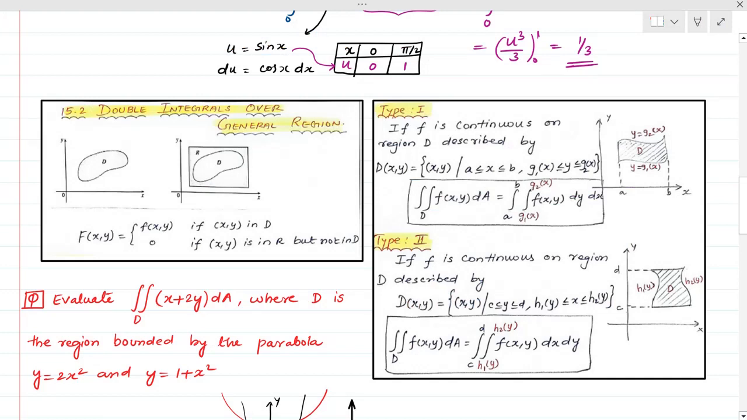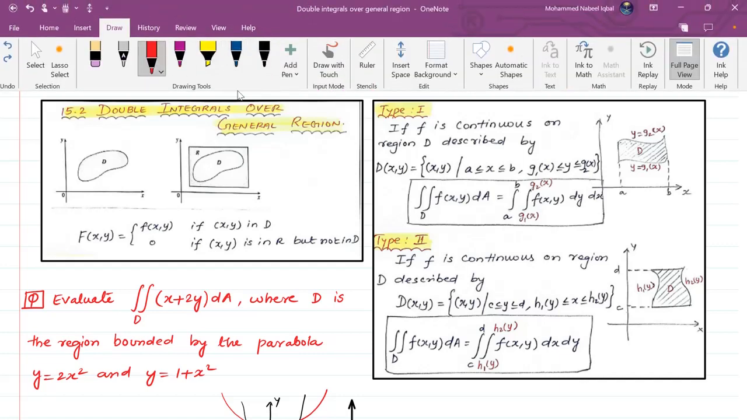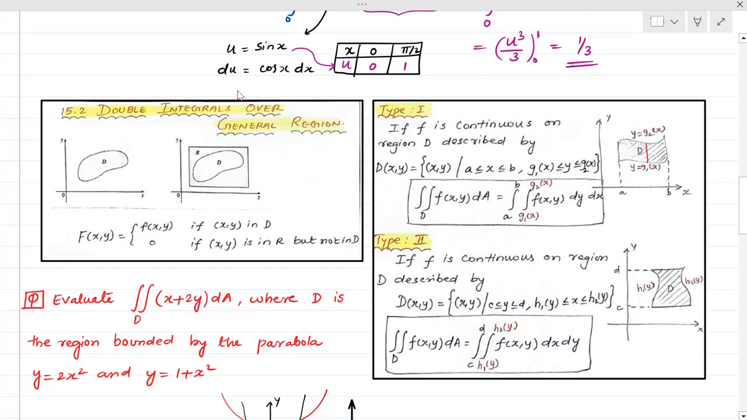In this video, we are going to discuss the double integral over a general area. In total, we will have two types of integration. One, where f is continuous in the region D. If you have this one, I can draw a vertical line. The double integral over D of f(x, y) dA is equal to the inner limit y equals g1(x) to y equals g2(x), and the outer limit is x equals a and x equals b. So this is the first type.